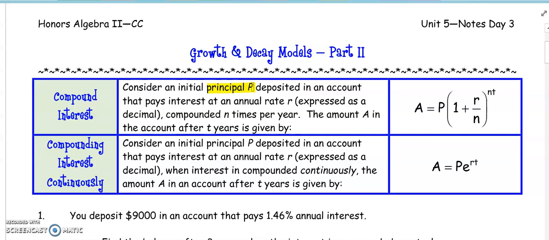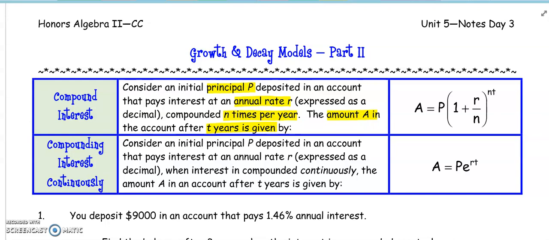We deposit that into an account that earns an annual rate, R. That's still expressed as a decimal, and it's compounded n times per year. So if we were talking about something being compounded monthly, n would be 12. If we were compounding it quarterly, n would be equal to 4. And we say the amount A that is in that account after t years is given by the equation A is equal to P times (1 plus R over n), all to the nt power.